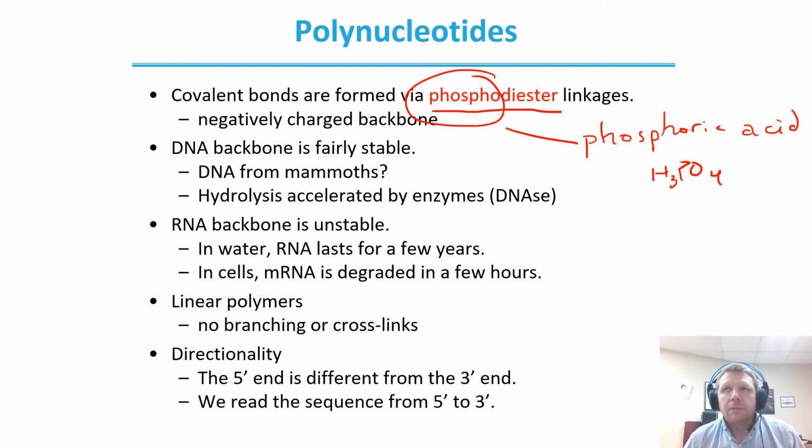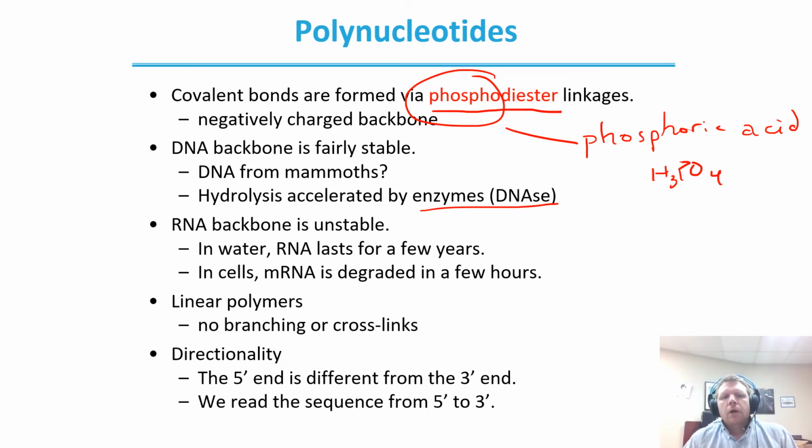Hydrolysis is something that does happen. However, it's going to happen at a much faster rate in the presence of an enzyme like DNase. Now, an RNA backbone is, by contrast, much less stable. You still have those phosphate linkages, or those phosphodiester linkages. However, it's much more susceptible to hydrolysis in an aqueous environment.